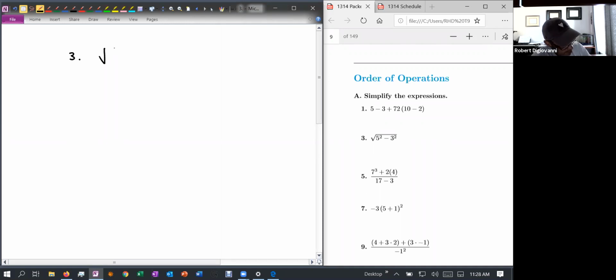Okay, so how about this one? That's a square root symbol.